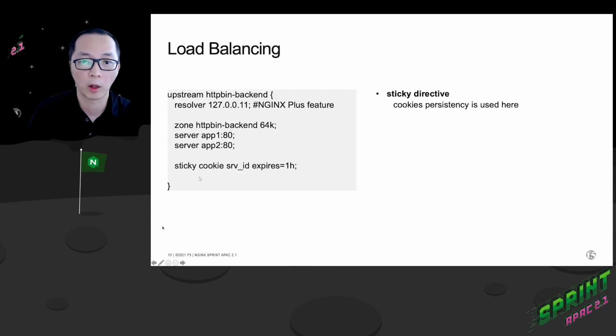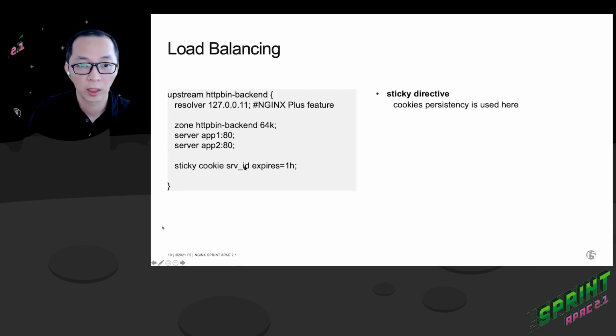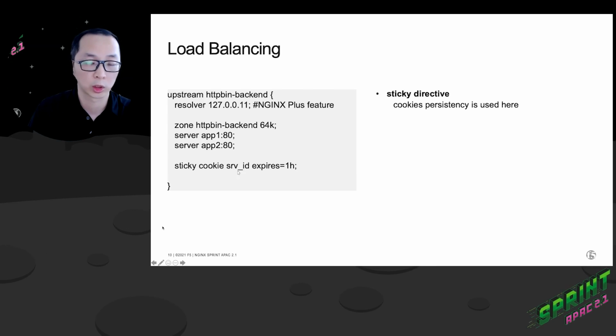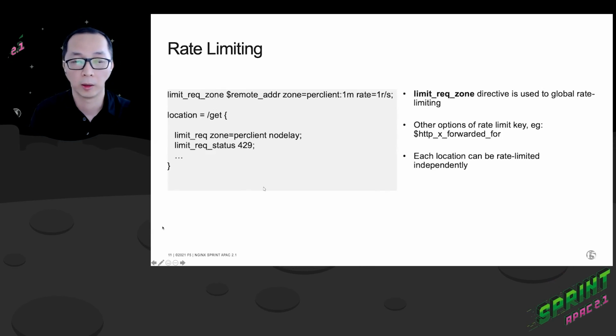Here is one way I define cookie persistency, which is also only available in NGINX Plus. Sticky is a directive, then cookie, then the cookie name srv_iv, and the expiry is 1 hour. We're going to see the actual demo later. Let's move on to another feature.